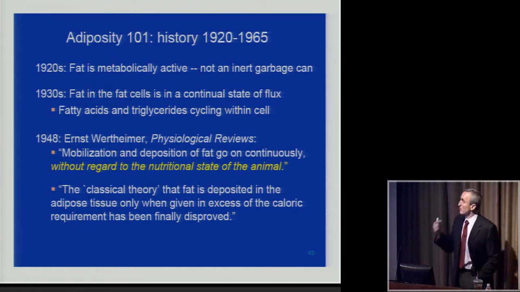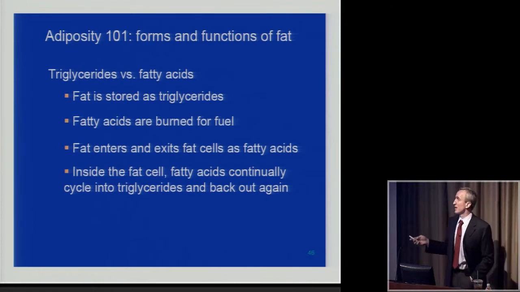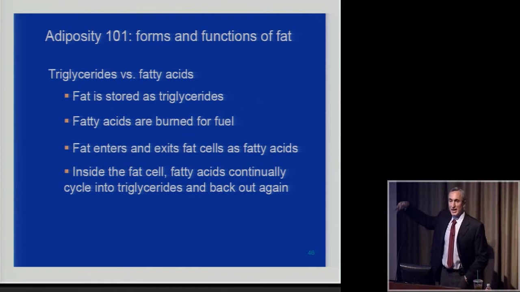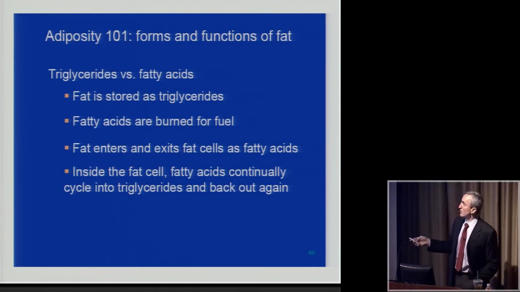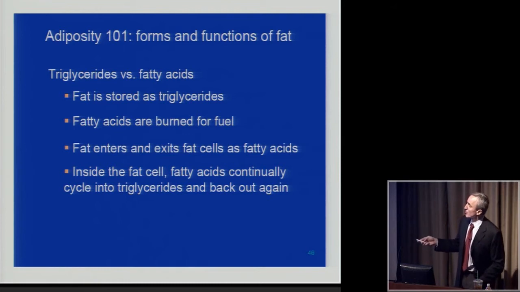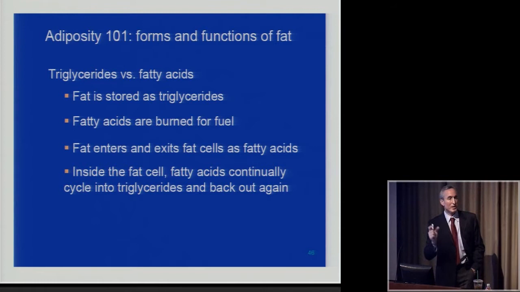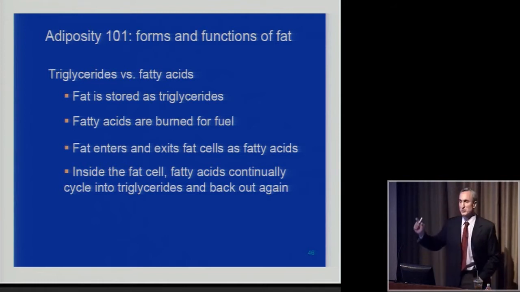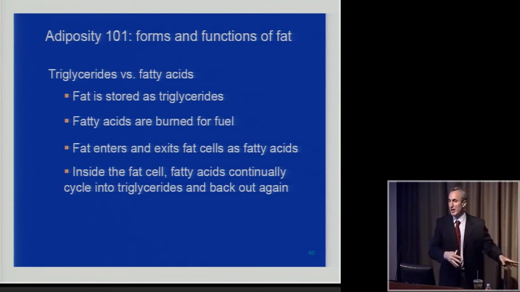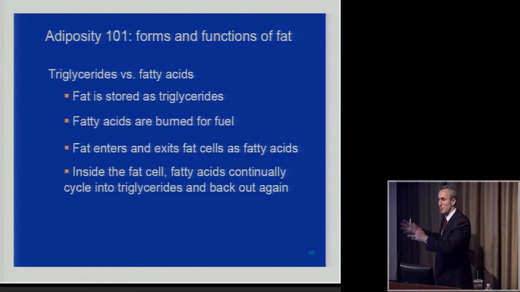So what you have to know basically is there are two forms of fat in the human body. This is Adiposity 101. Triglycerides, which are three fatty acids bound together by a glycerol molecule, and the fatty acids themselves. We store fat as triglycerides. We burn them for fuel as fatty acids. And the reason is that triglycerides are too big to enter and exit the fat cell. So that's why we store it as fat. It's like putting together a piece of furniture that you carry through a room piece by piece, and you build it in the room, and once it's in the room, you can't get it out again.